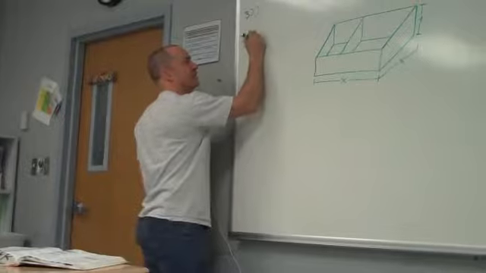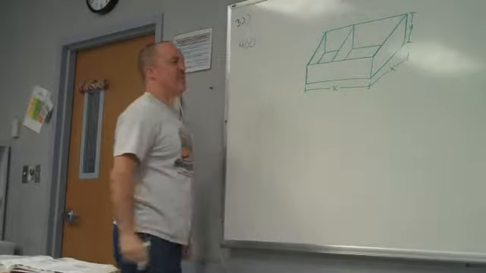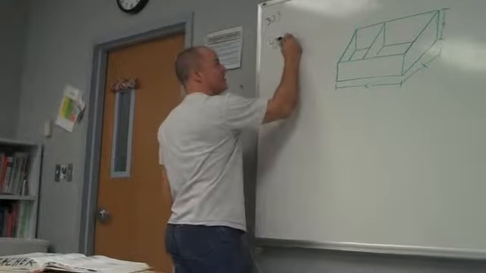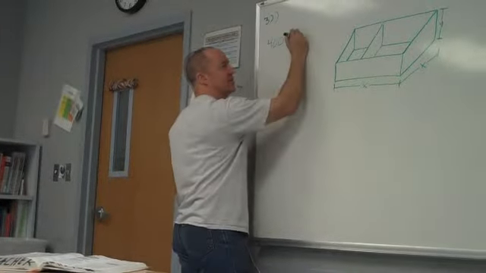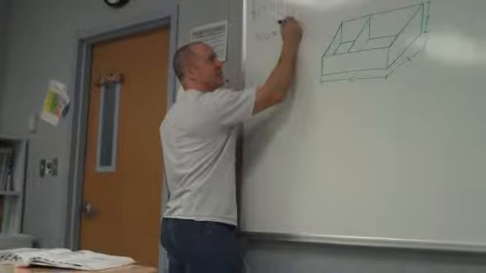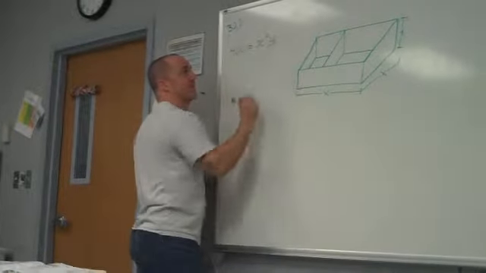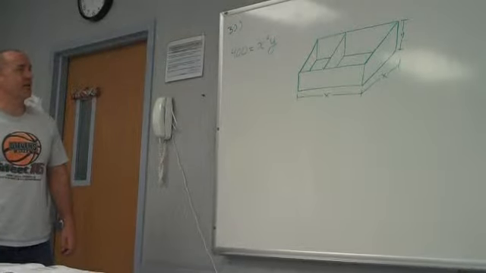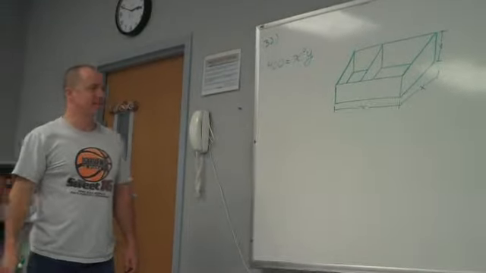So 400 is going to equal the volume. How do you determine the volume of a rectangular prism? Height, width, and length. You multiply all those together, which in this case means x squared times y. Yep, x squared y. So the volume, 400, is x squared y. That's going to be necessary.